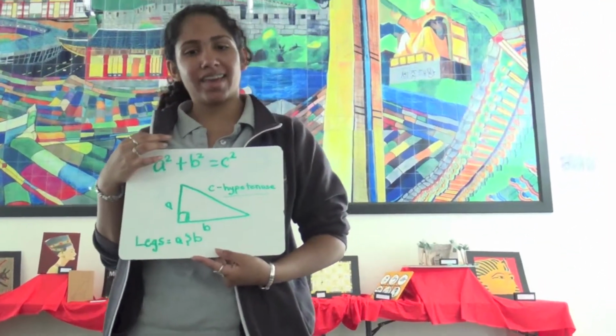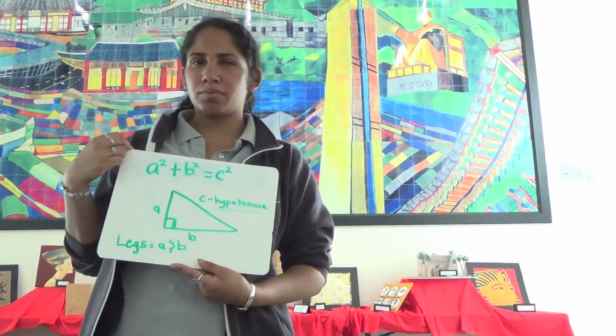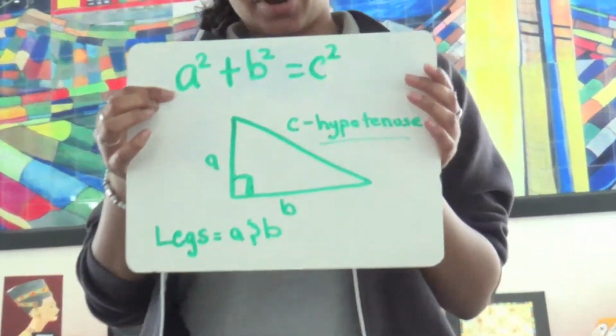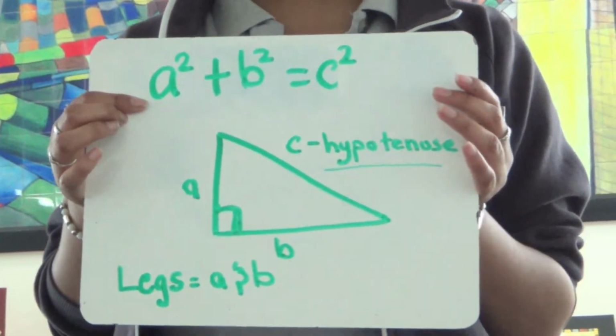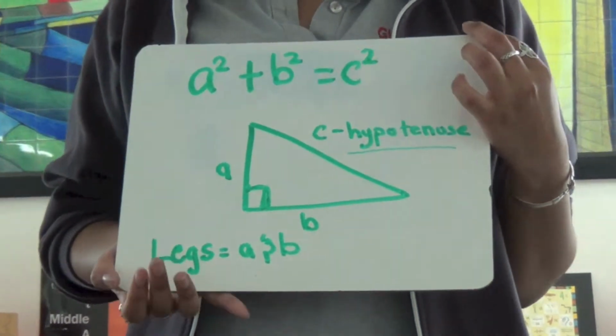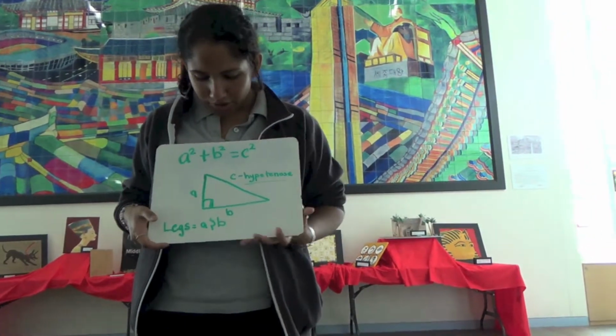Let's move on to finding lengths of a triangle. There is a simple equation for this. You might remember it from a different math class, but if not, that's okay. It's a squared plus b squared equals c squared. If you're wondering what a, b, and c are, this little diagram here will help you.